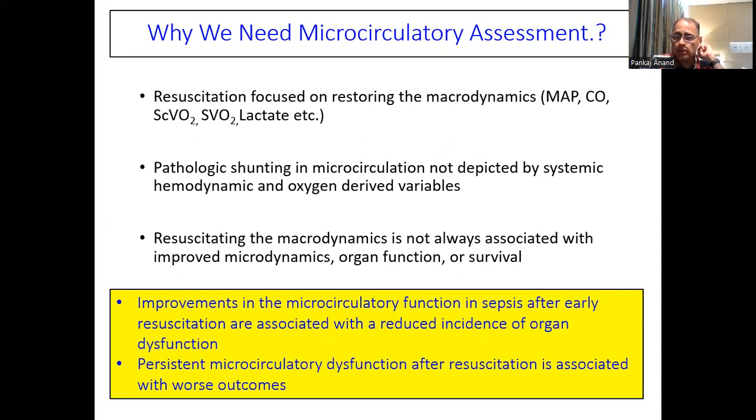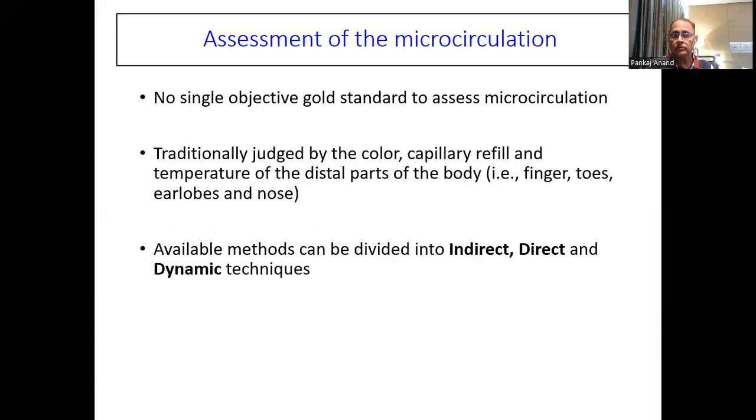Now, improvement in the microcirculatory function, especially in sepsis, after an early resuscitation is usually associated with a reduced incidence of organ dysfunction, thereby highlighting the importance of the microcirculation. Secondly, if your microcirculatory dysfunction is persistent despite your resuscitation effort, usually this shows a worse outcome.